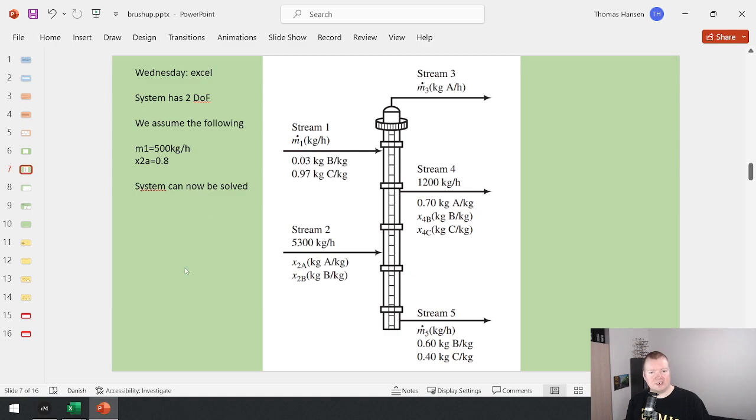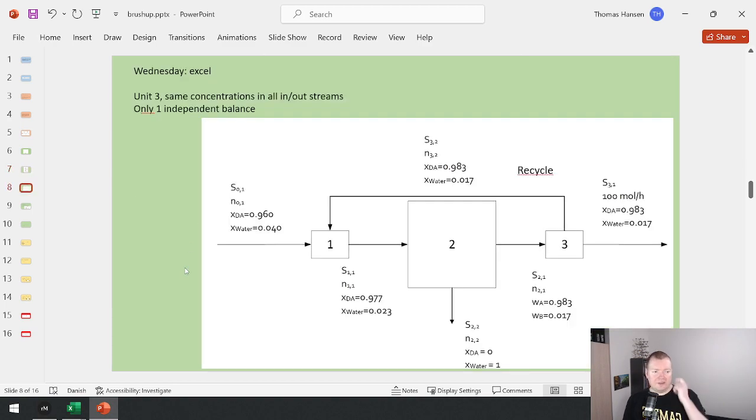So yeah, the system can be solved. The next one, we will take a look at how I set it up when I have this recycle stream. So this was the air conditioning, where we have some wet air entering. We want to dry the air, and we want to deliver 100 moles per hour to our customer, or to our room. So we have one unit operation that just mixes a couple of streams.